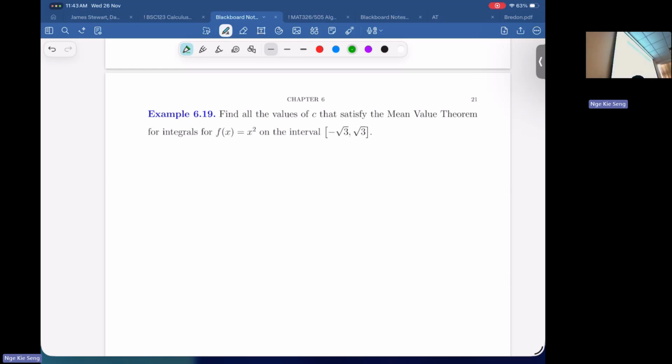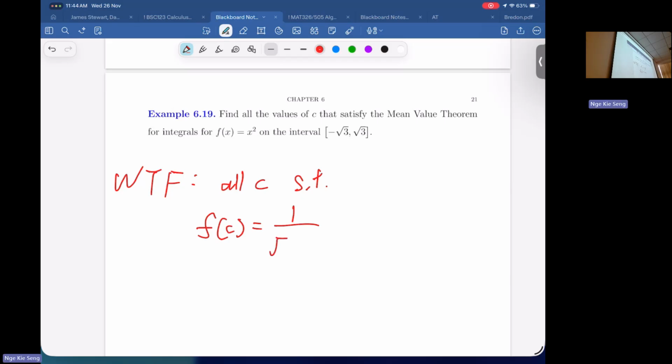Okay, so this is what? Okay, so we want to find. So let's write down what we want to find. We want to find c such that f(c) equals 1 over square root 3 minus negative square root 3, integrating from minus square root 3 to square root 3 of f(x).